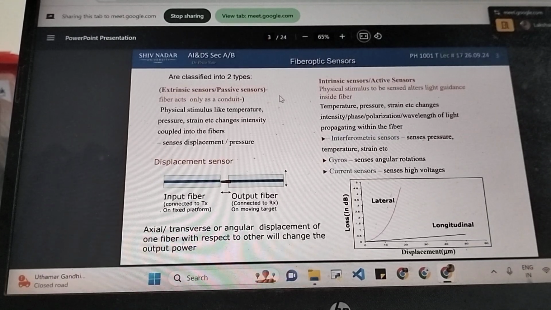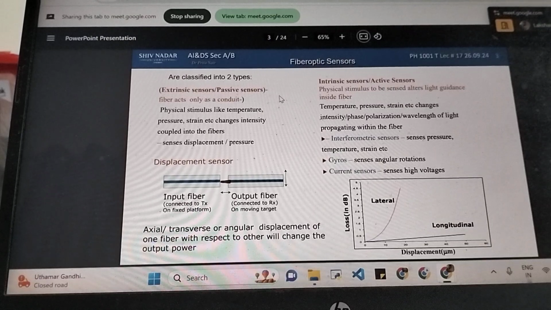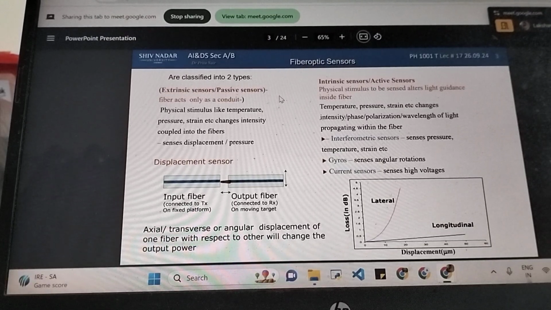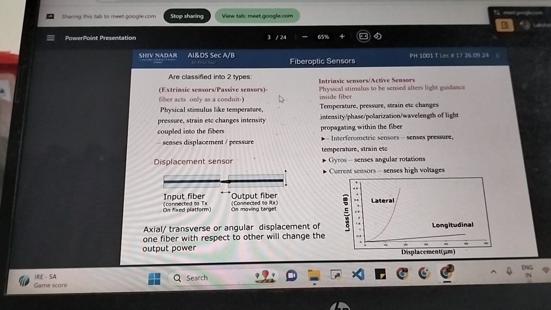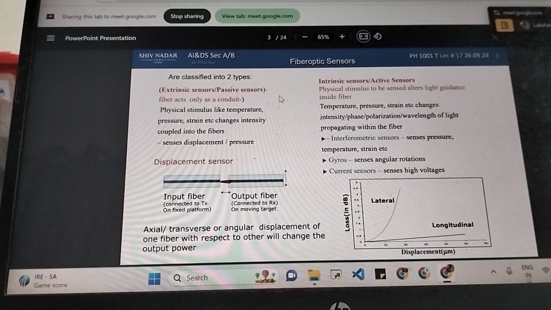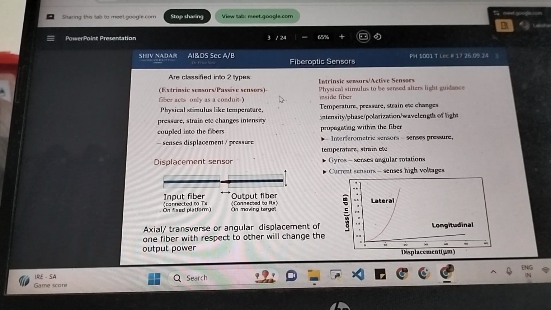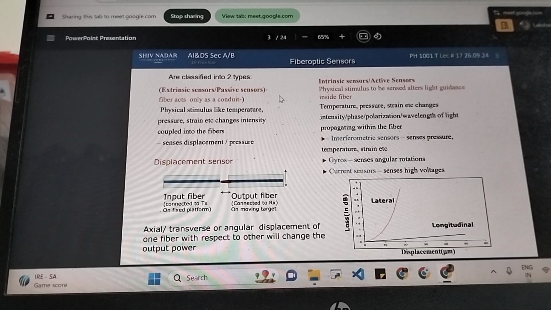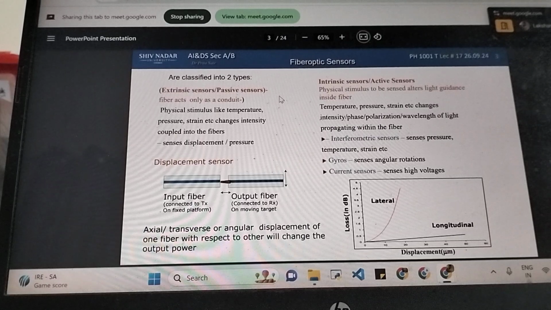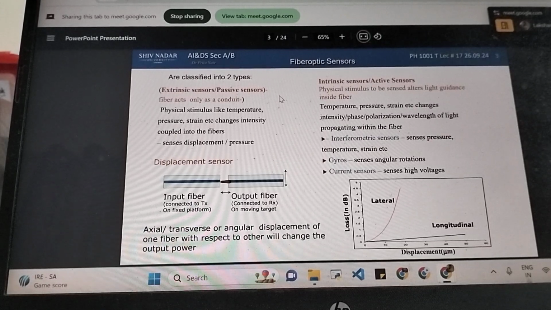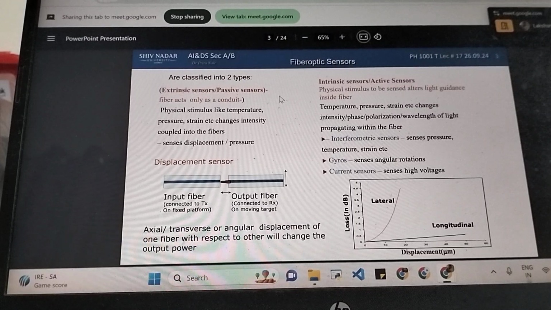Extrinsic sensors, or passive sensors, they only act as a passage for the light to go through. So what I mean by that is, the light passes through as usual, and then I am changing something, such as, let's say I am raising the temperature. The intrinsic properties of the light itself are not going to change. The wavelength of the light, the intensity of the light, the phase of the light wave, these are not going to change. But when the light comes out, the power output will be different. It might be more or less.